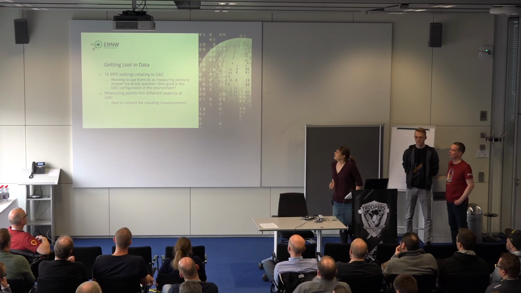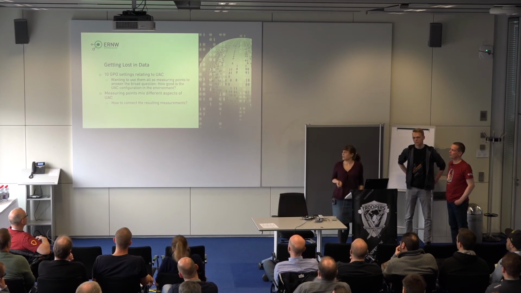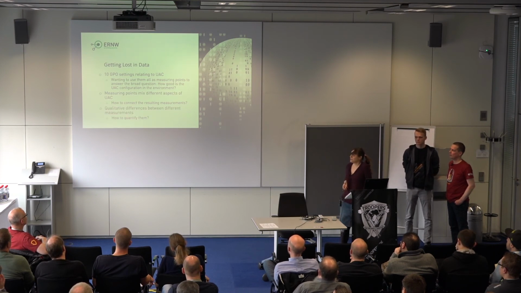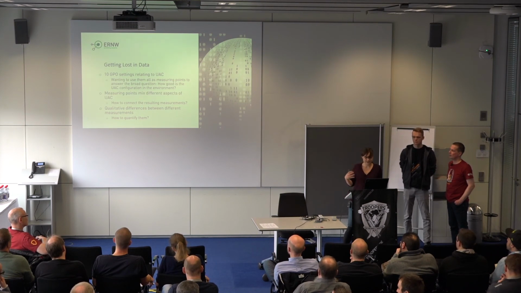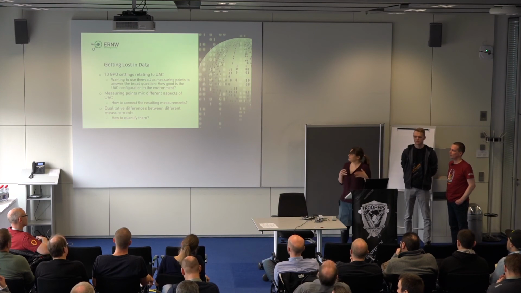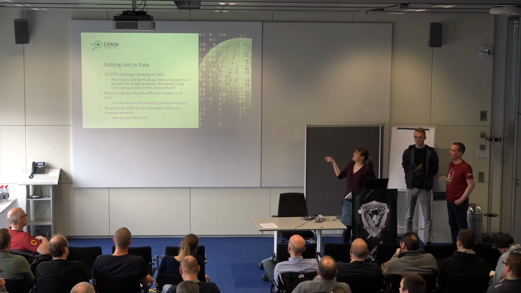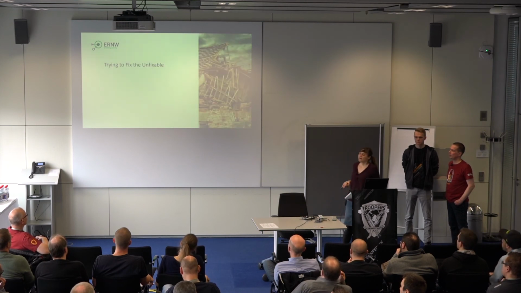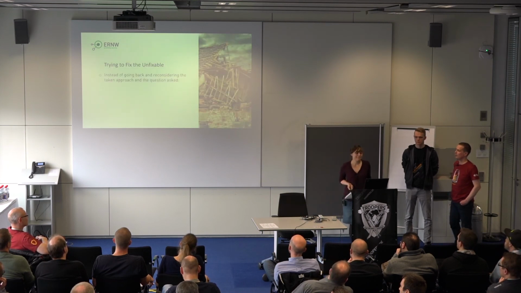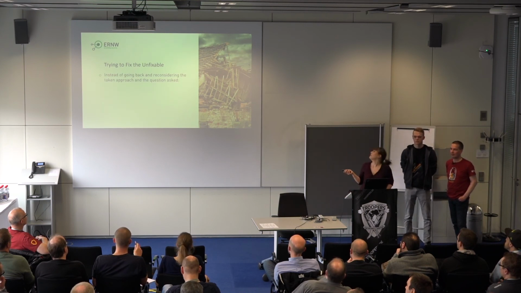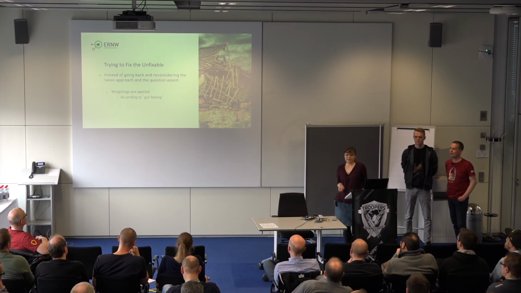These measuring points mix different aspects of UIC. So how can I connect these resulting measurements? They have qualitative differences between the different measurements. The set of measurements is just a qualitative difference. It's like an ordinal scale. So how do I quantify this? Like you saw before, I did not go back and reconsider the taken approach. I applied an algorithm with weighings.